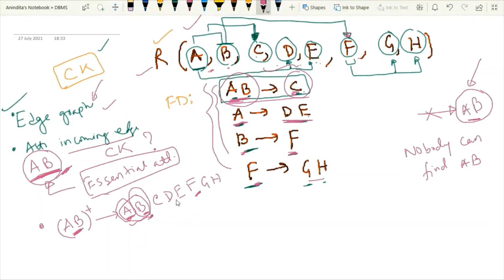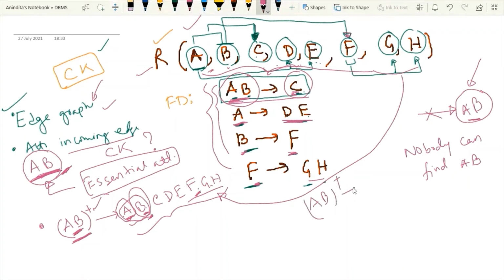So here try to understand, after finding the essential attribute, if I find the closure, this is the output of my closure. And what is the output? See, here the output is A, B, C, D, E, F, G, H. Whatever attributes we have over here, the same number of attributes is present over here. So the definition is, if after finding any closure I get all the attributes of the relation R, then it is definitely known as a super key.